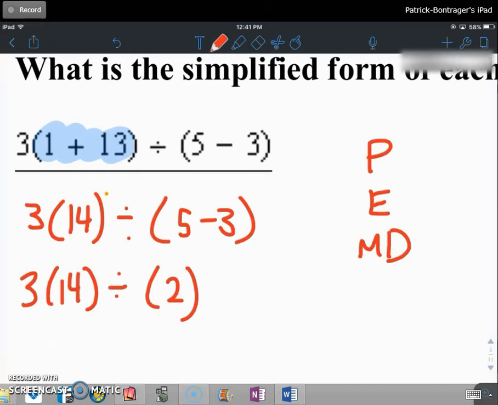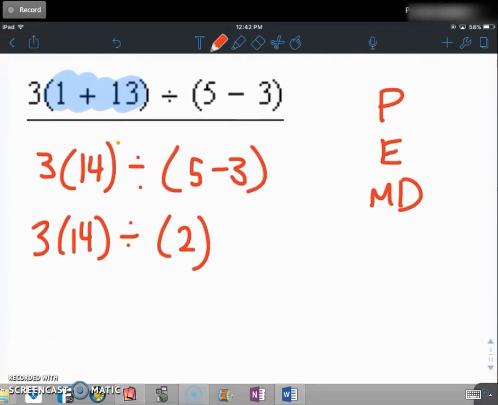Multiplication and division are on the same line, so they're not interchangeable. They are done at the same level in order of operations. I'm going to read left to right again to follow that order. So I'm going to do 3 times 14 first because it was more to the left, not because multiplication is before division, but because it was more to the left. So 3 times 14 is 42. So I got 42 divided by 2, and 42 divided by 2 is 21.